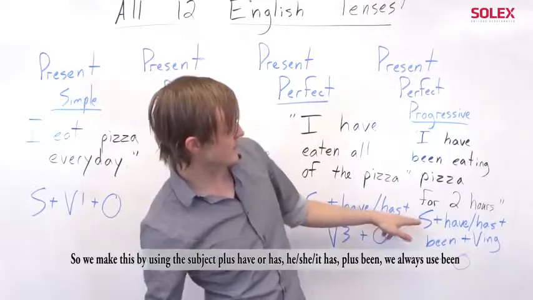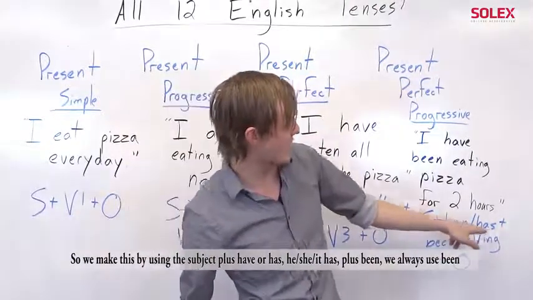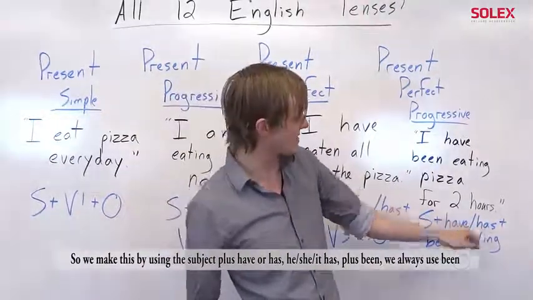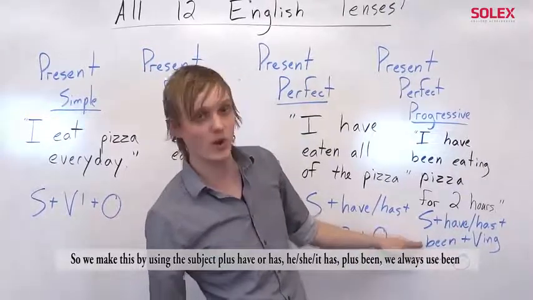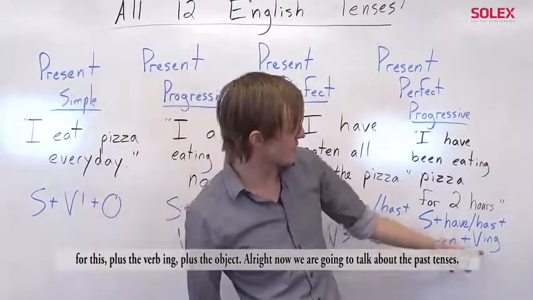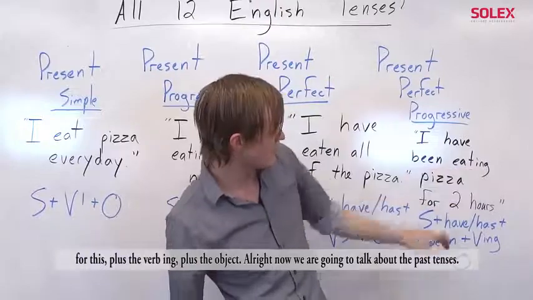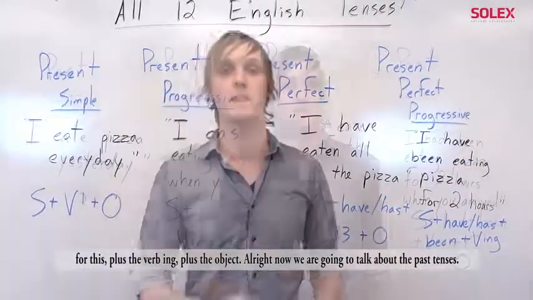So we make this by using the subject plus have or has (he, she, it, has), plus been. We always use been for this, plus the verb ing, plus the object. Alright.